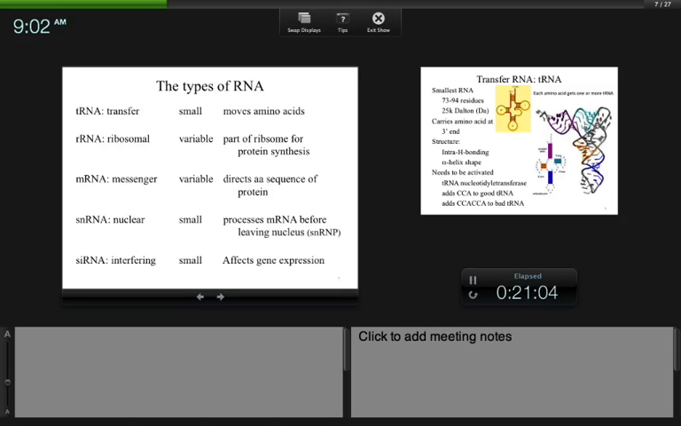What is it transferring? I would actually argue it's not transferring our information. It's transferring your amino acids. So it's going to transport an amino acid so that we can actually start to build our protein structure. How does it know what amino acid to bring in? It only fits the original amino acid.